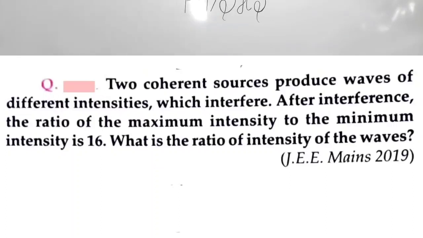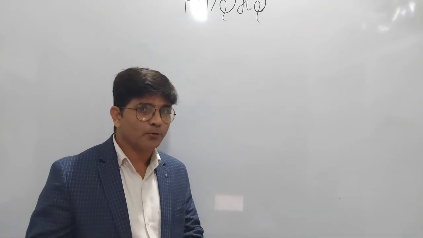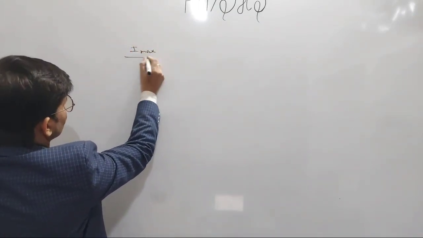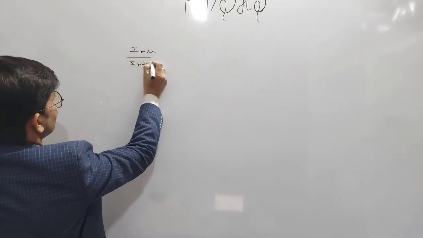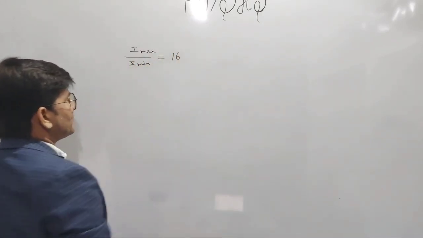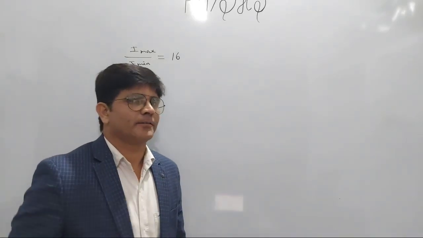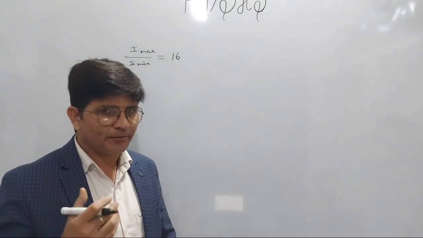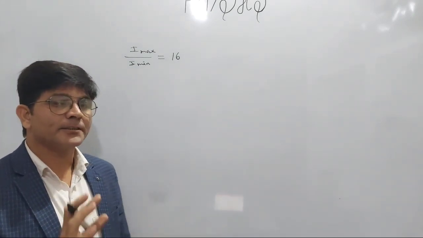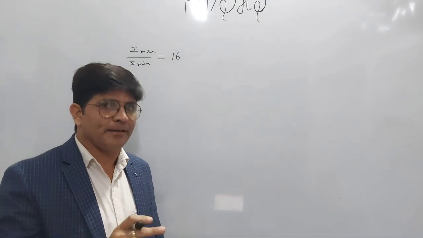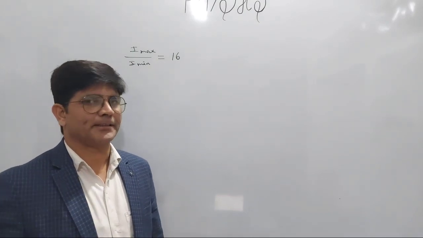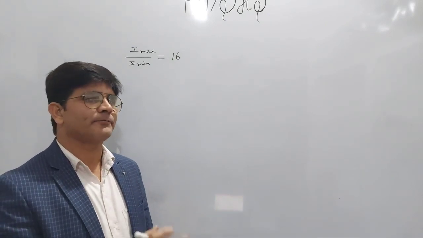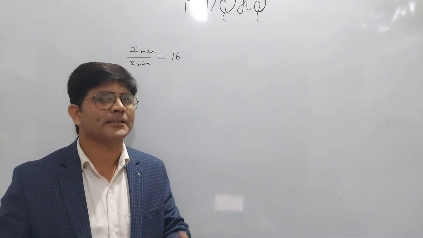Now return back to the board. Okay, now we solve the question. In the question, it is given that the ratio of maximum intensity to the minimum intensity in an interference between two waves is 16. We already know from the concept of interference that when two waves are interfering, their resultant intensity depends upon the phase in which they are meeting. If they are meeting in the same phase, then the intensity is maximum, and if they are meeting in the opposite phase, the intensity is minimum.